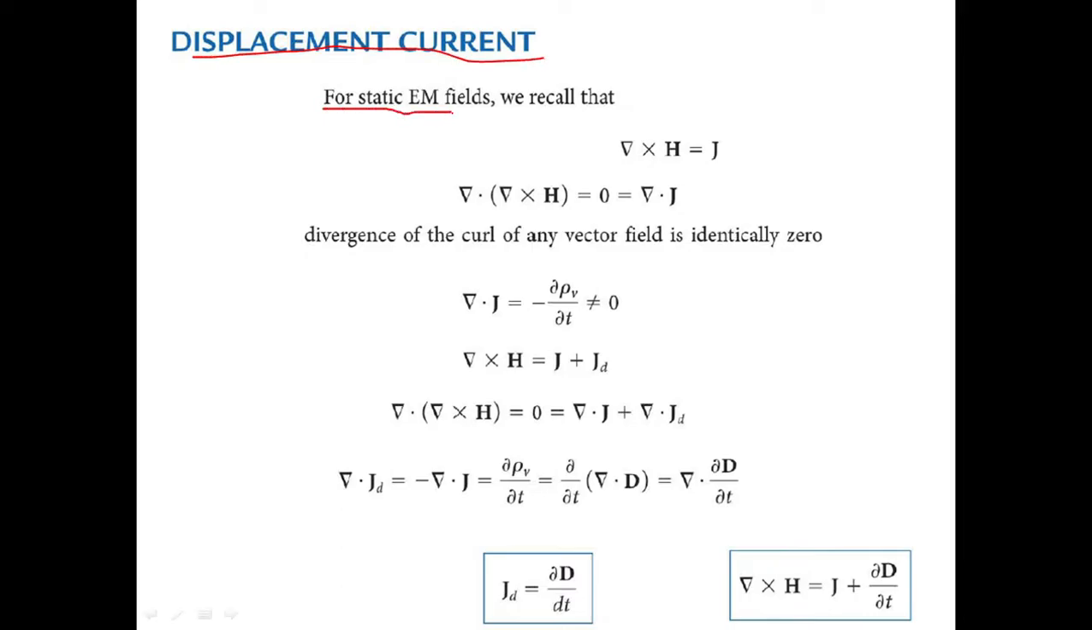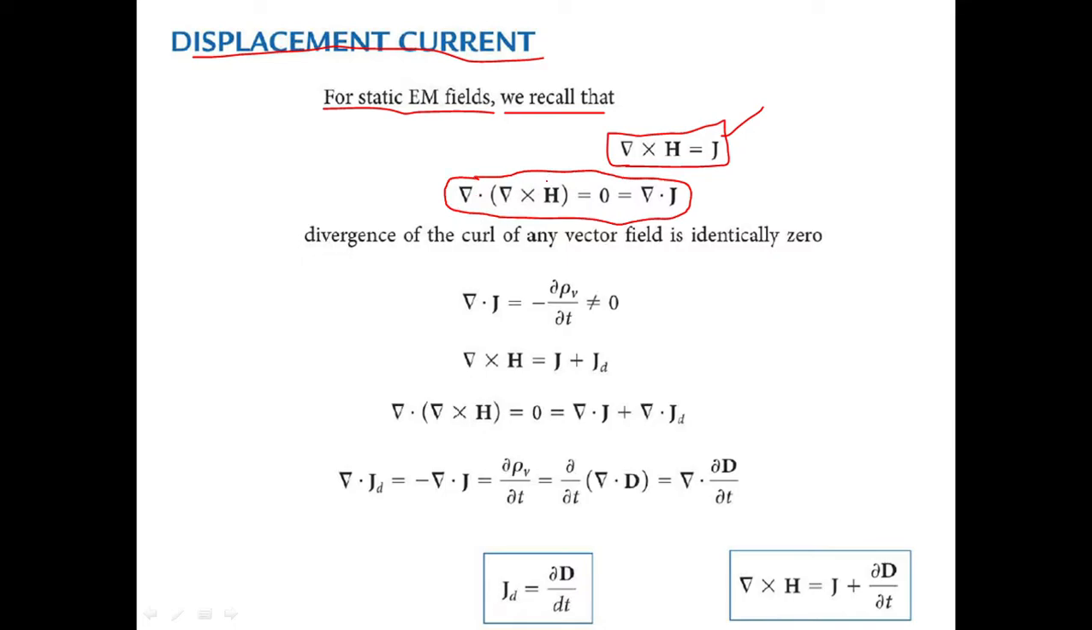So for static electromagnetic fields, we recall that curl of H is equal to J vector. What is this equation? This equation we have derived from Ampere's circuital law, if you remember, right? Curl of H vector is equal to J. This is from Ampere's circuital law. Now in vector calculus there is a rule, or there is a law, that divergence of any curl of a vector is equal to 0.